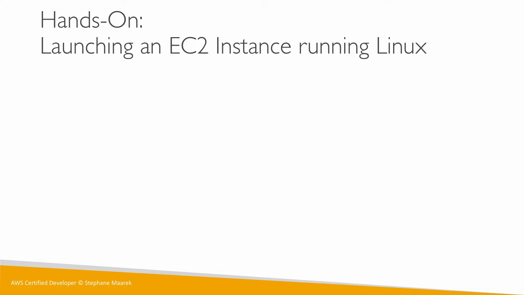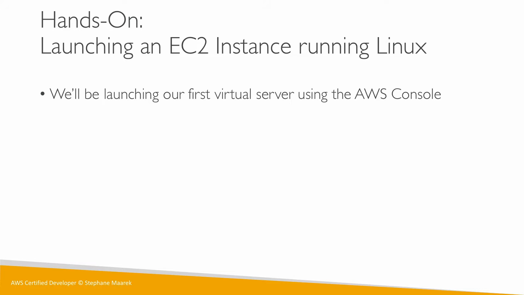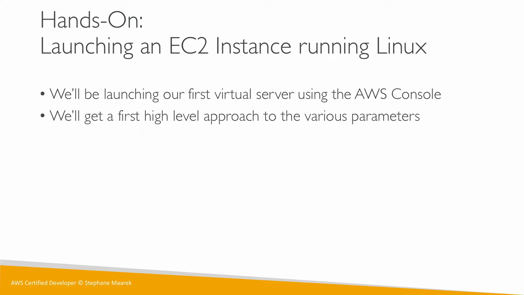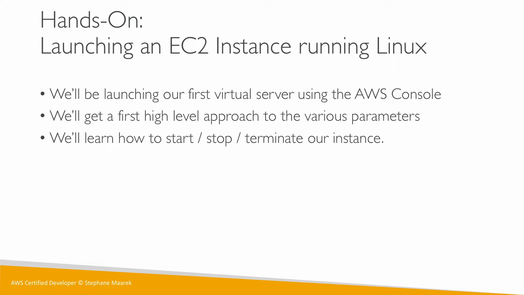So in this first hands-on, I want to launch an EC2 instance running Linux. We'll be launching our first server and we'll use the AWS console. This will give us a high-level overview of the various parameters for EC2 launching, but we will go over them one by one in much greater detail in the next lecture. We'll learn how to start, stop, and terminate our instances. That's super important, just to get a feeling of how things work. So without further ado, let's get started.